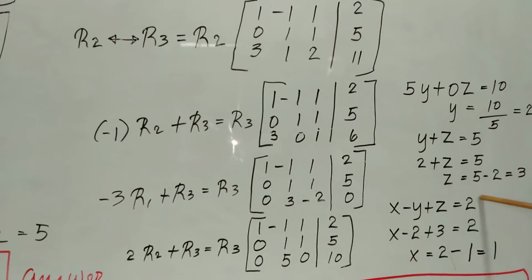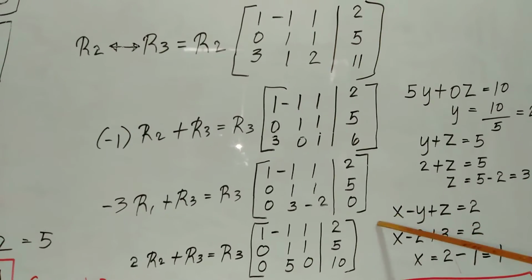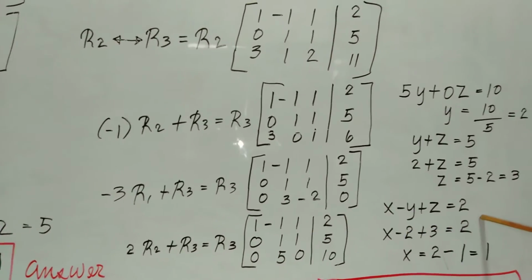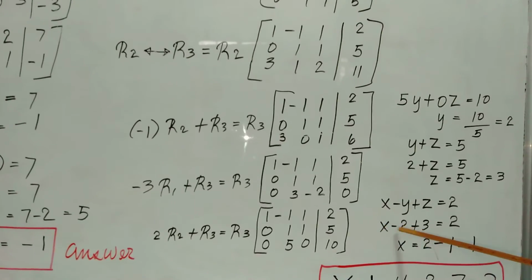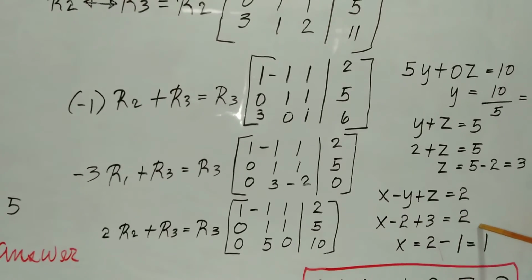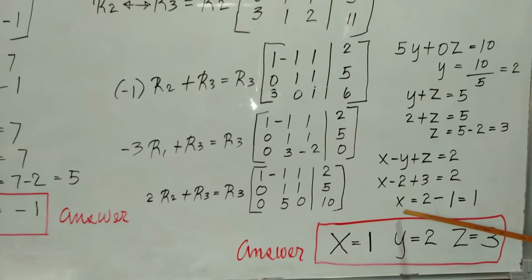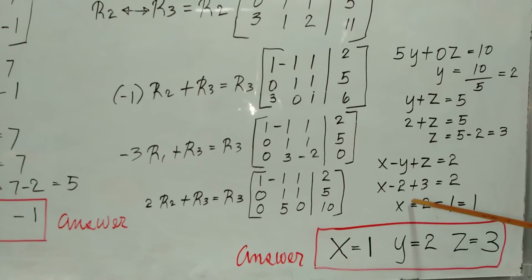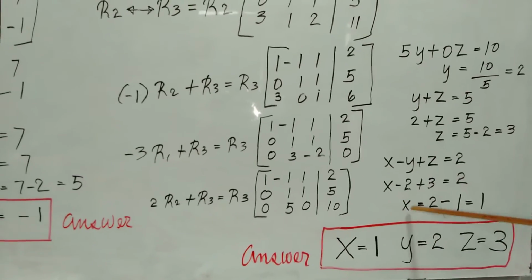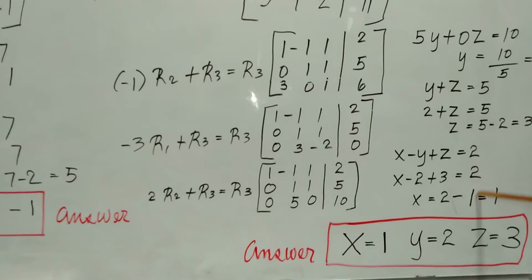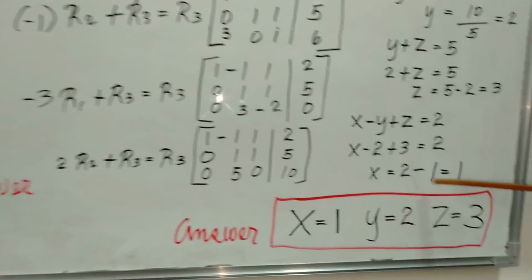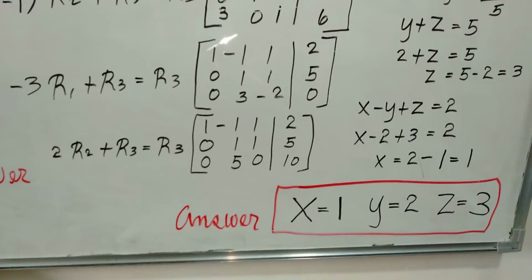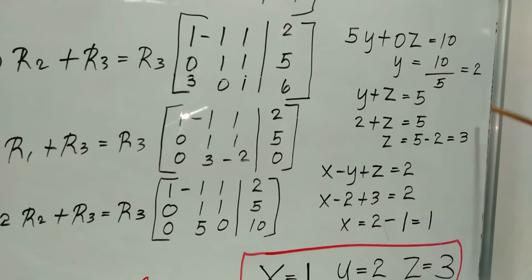Substitute the values of y and z to the first equation, which is x minus y plus z is equal to 2. Substituting, we have x minus 2 plus 3 is equal to 2. Negative 2 plus 3 is positive 1. We transpose positive 1, it becomes negative. So x is equal to 2 minus 1 is equal to 1. So our final answer now is x is equal to 1, y is equal to 2, and z is equal to 3.